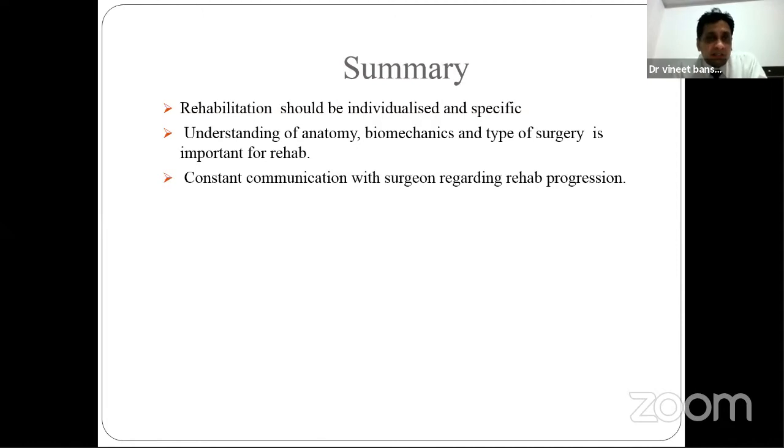So rehabilitation should be individualized and specific, and understanding of anatomy, biomechanics, and type of surgery is important for rehabilitation, along with regular, constant communication with the surgeon regarding rehab progression.